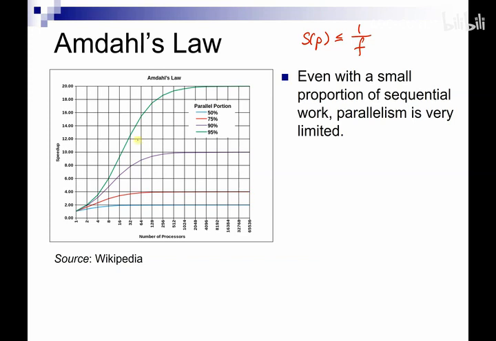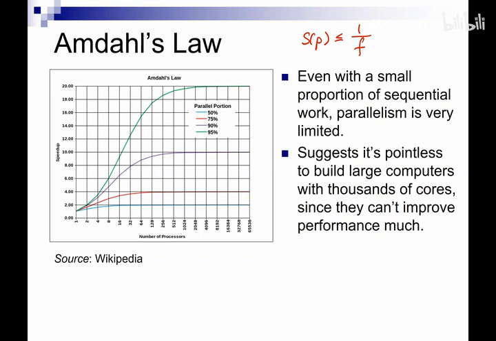And then even for this green line, here you have 95% of your program parallelizable, and there's only 5% that's sequential, and yet you see that we can never get more than 20x speedup. Even if you use, let's say, 1,000 processors over here, you're getting something like 19 times speedup. So you have 1,000 processors, but you get less than 20x speedup.